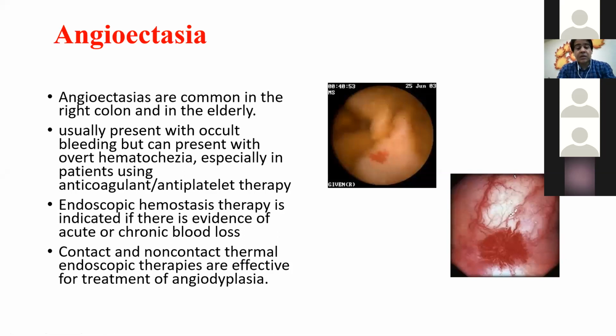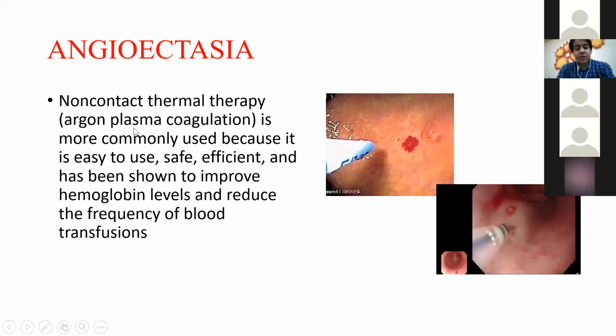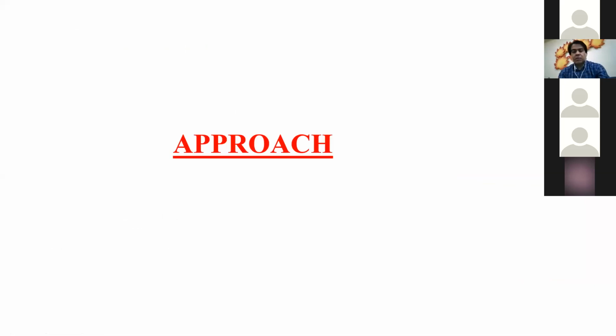There are two different treatment options: one is contact and the second is non-contact thermal endoscopy. This is one form of non-contact thermal therapy in which argon plasma coagulation can be used, and through this argon plasma coagulation we can coagulate the bleeding point and stop the bleeding. So this was all about the different causes of lower GI bleed.